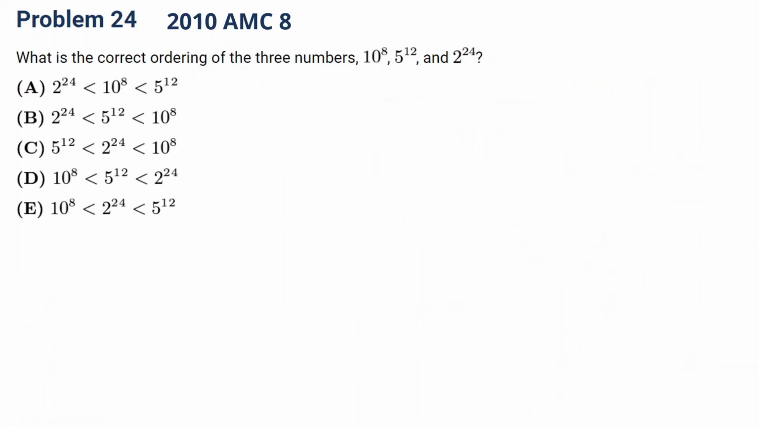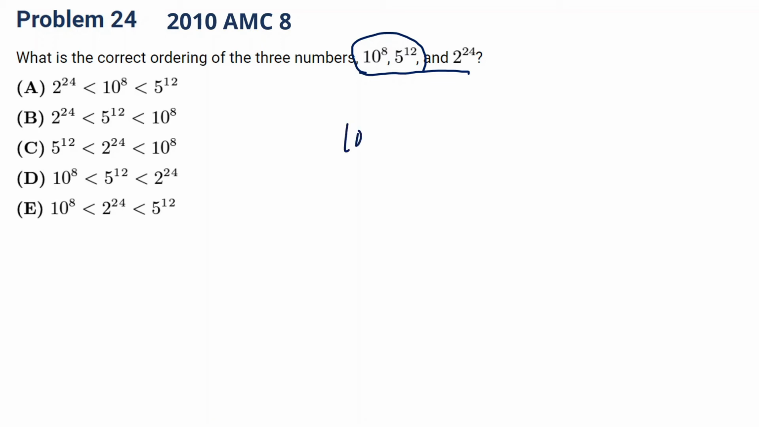Let's see the last one. This is 2010 problem 24. It's a power question. Again, let's pause the video. Okay, let's take a look. What's the correct order of the three numbers? When we need to order three numbers, normally we will compare them pair by pair.